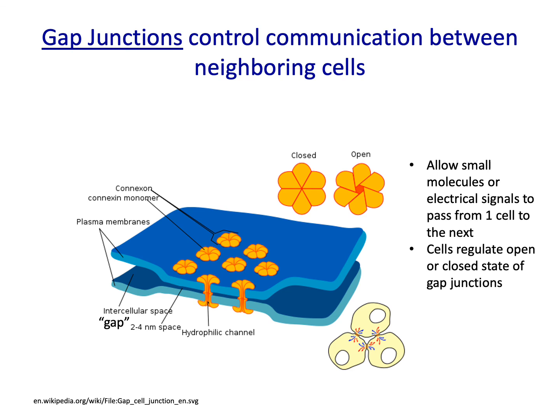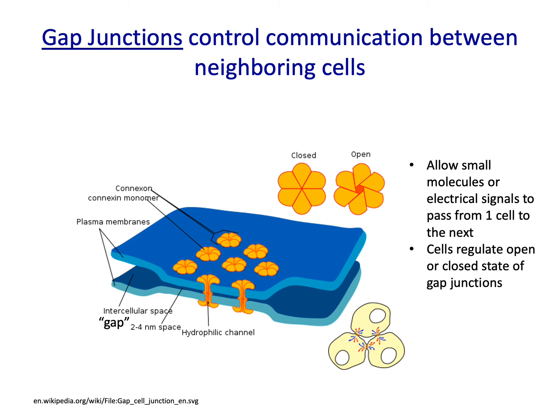The last group of cell junctions we're going to talk about are the gap junctions. In contrast to the other junctions, these do not structurally hold cells together. Instead, they're a mode of communication between neighboring cells. They're named gap junctions because many years ago, when scientists were looking at cells through microscopes, they noticed that the cell membranes of neighboring cells were never right on top of each other, but were always separated by this gap of 2 to 4 nanometers.